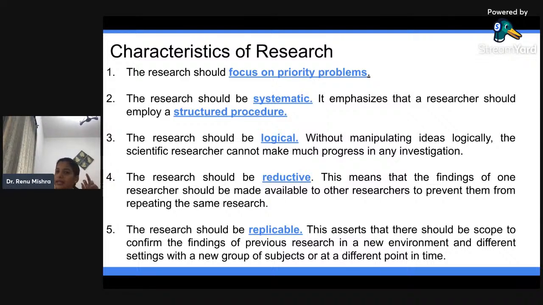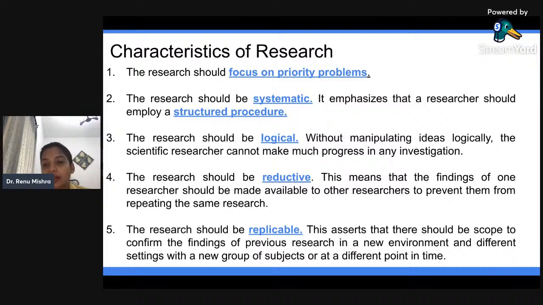When you're stating this, or highlighting this in your literature, you need to back it up with previous research. You need to say that, okay, fine, this particular author has also said so. All right, so there has to be a logic behind anything which you say in research.